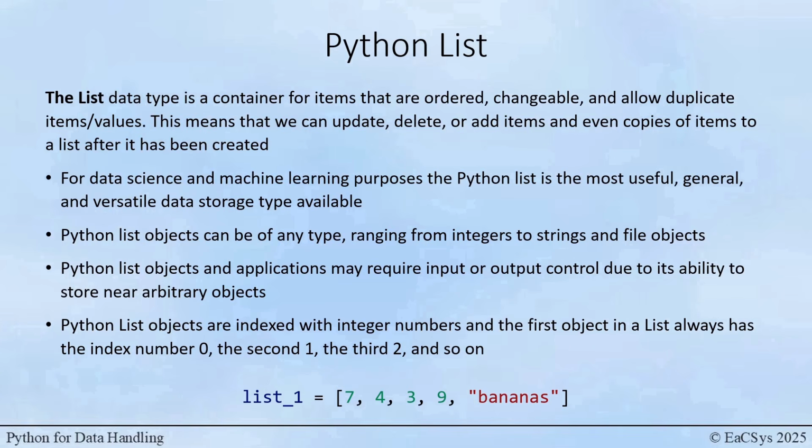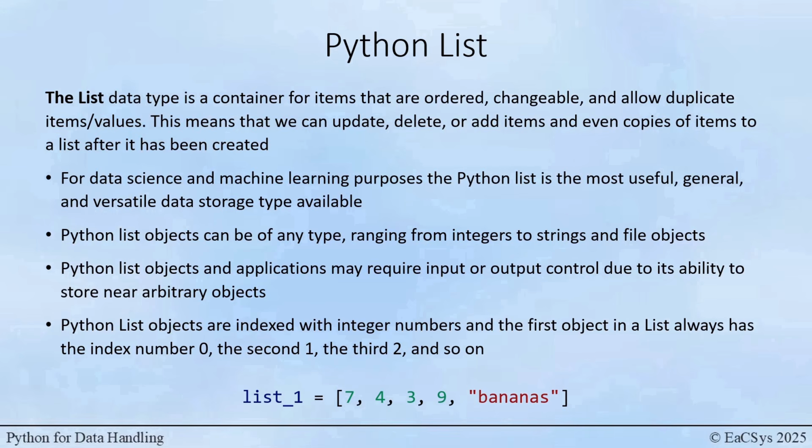Now we're going to talk some in detail about the Python list data type. And for data science, data analysis, and machine learning purposes, the Python list data type is the most useful, versatile, and general data storage type available. The list data type is a container for items or objects that are ordered, changeable, and allows duplicate items or values. In practice, this means that with a Python list, we can update, delete, remove, or add objects to the list, or even add copies of existing objects in a list to the same or another list after the list has been created.